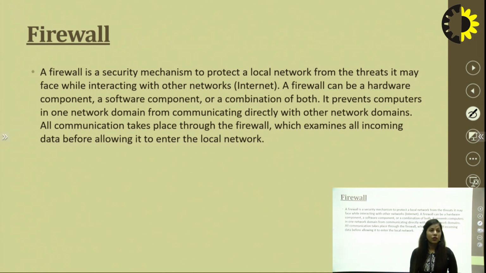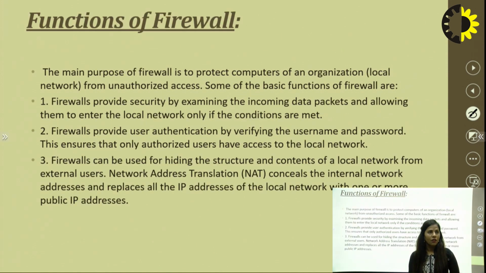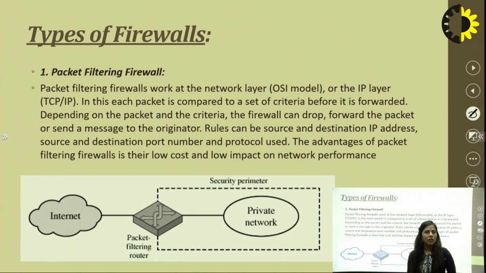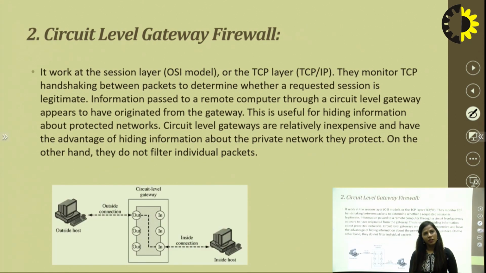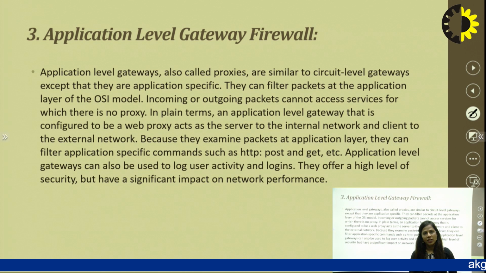So now we have discussed what a firewall is. It is a security mechanism which protects our network through a system, a hardware component or a software component. There are three types of firewalls: packet filtering, circuit level gateway firewall, and application gateway firewall. We will discuss them one by one later on.